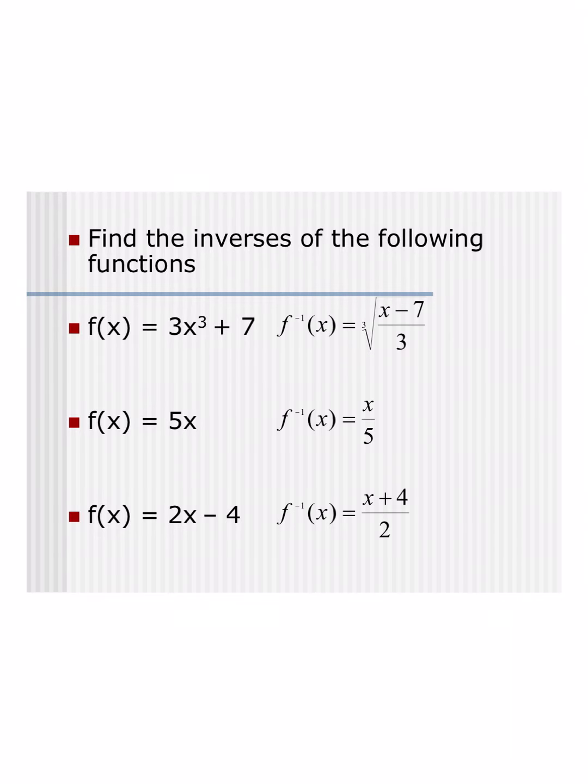All right, so here we have our answers. For our first function, the inverse, again, you can see the negative exponent there to show that this is the inverse function, is going to be the cube root of (x minus 7) over 3. For our second function, f inverse is going to end up just being x over 5. And finally, for a third example, f inverse is equal to (x plus 4) over 2. Hopefully you did pretty well with those.